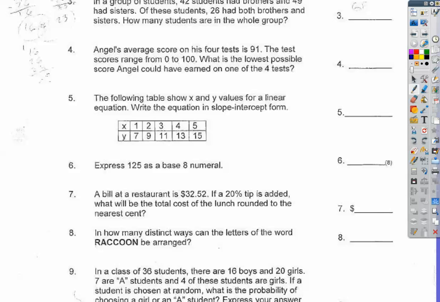All right, so back to the competition. So the test scores range from 0 to 100. What is the lowest possible score Angel could have earned on one of the 4 tests? So here's the deal. If his average is 91, we have 91 times 4, and we'll get the sum of his 4 tests, right? So we'll get 4, and what is that?